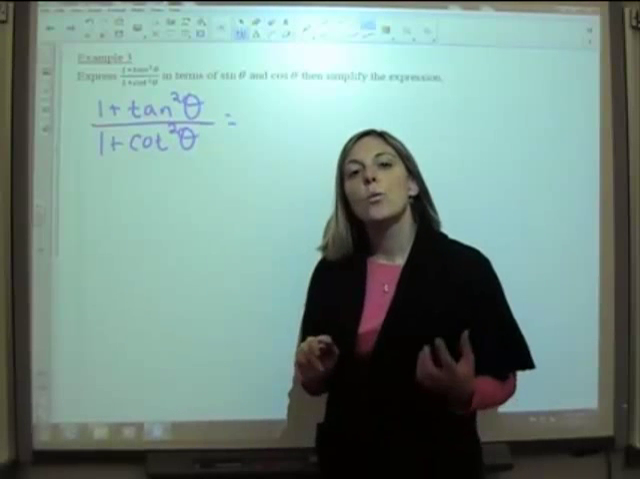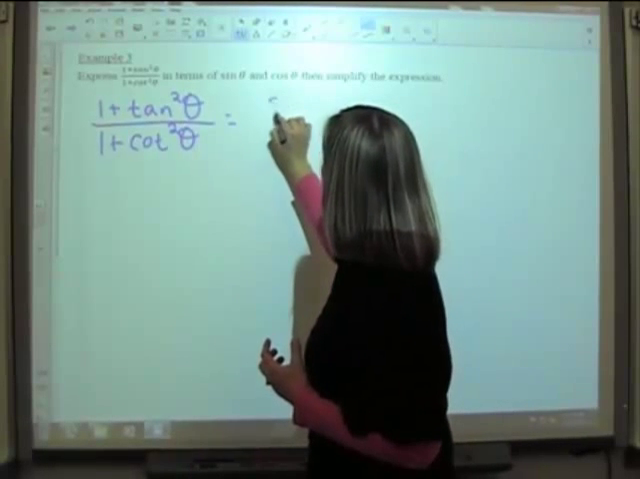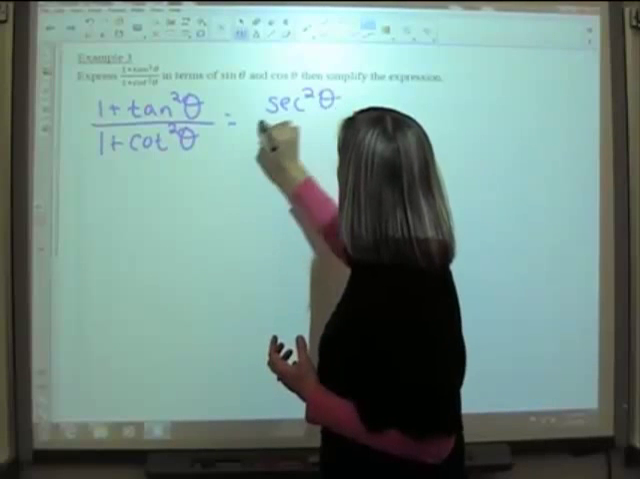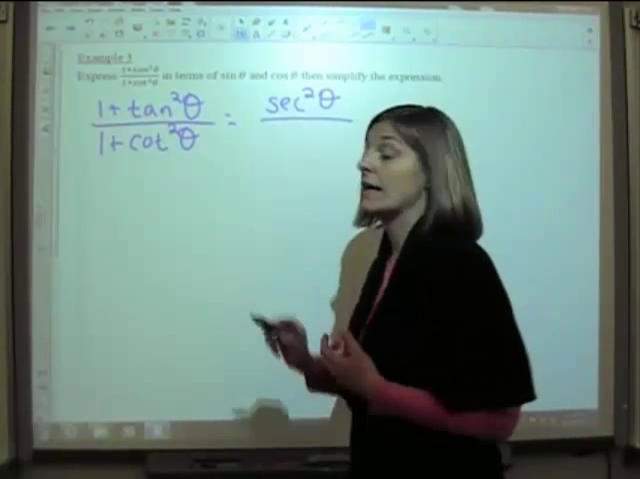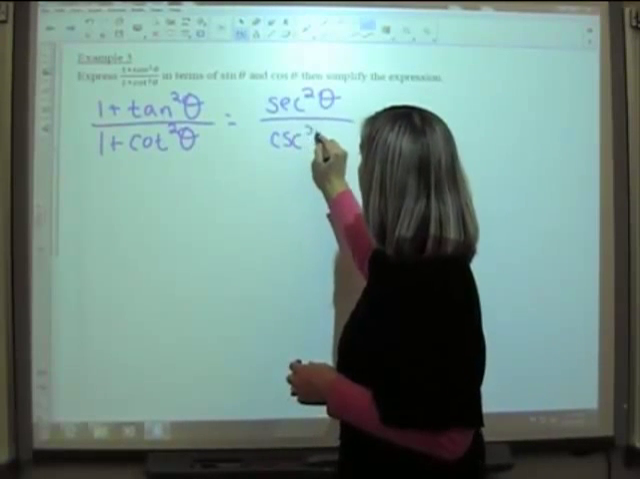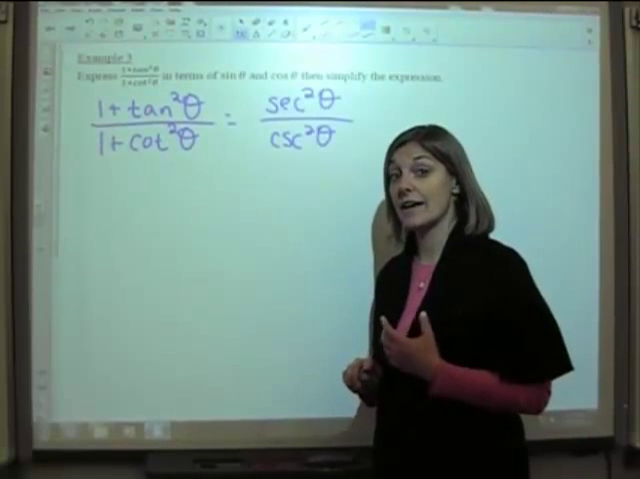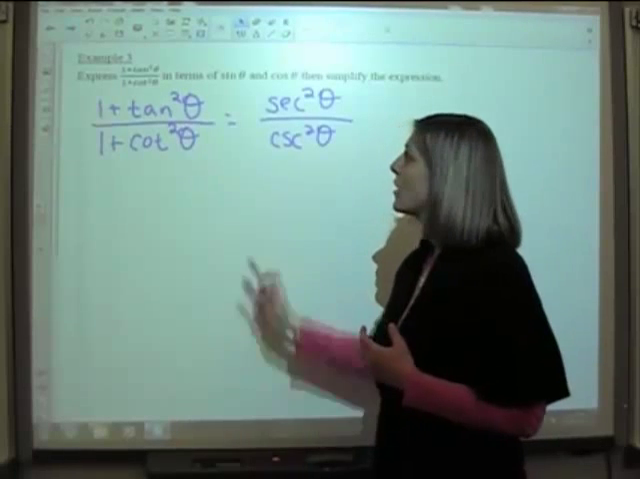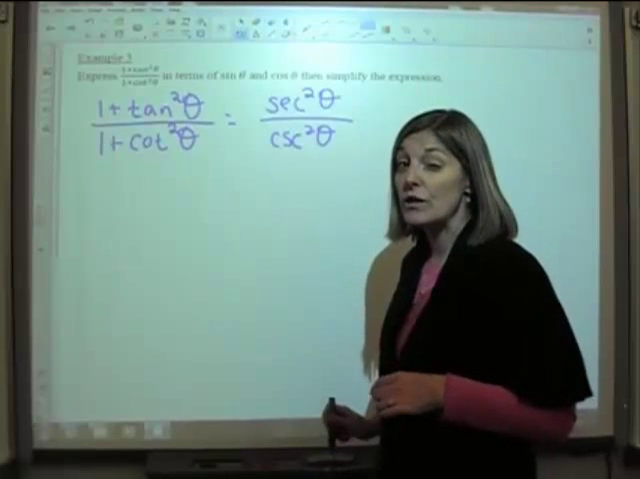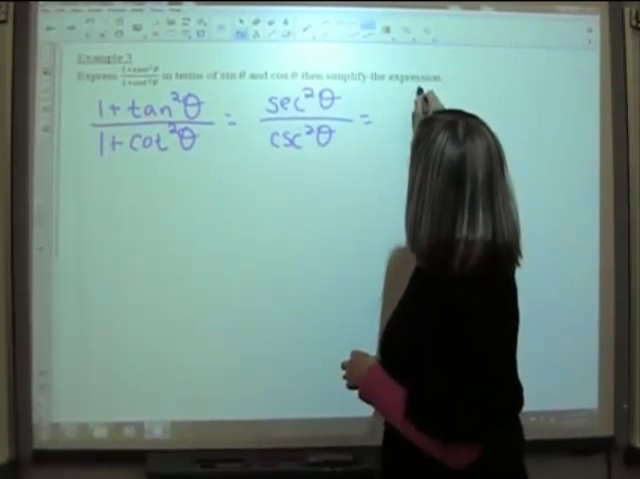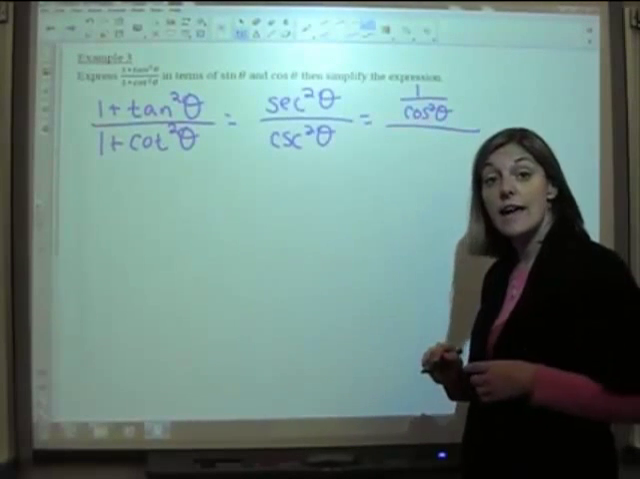All right, so first, 1 plus tangent squared theta, we know that equals secant squared theta. And then 1 plus cotangent squared theta, we know is equal to cosecant squared theta. Well, now we can take those and represent them in terms of sine and cosine. Remember that secant is the same thing as 1 over cosine. And then cosecant is 1 over sine.